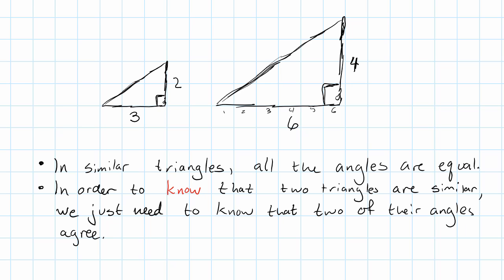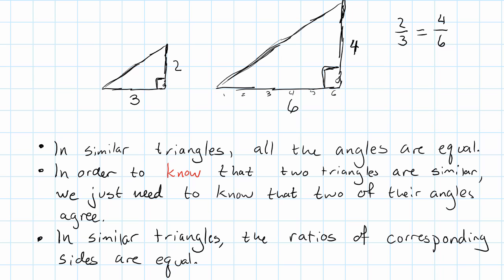Now, those are obviously different lengths, but their ratio is the same. The ratio of the short side to the medium side is the same as the ratio of the short side to the medium side. And that's always going to happen. In similar triangles, the ratios of corresponding sides are equal.